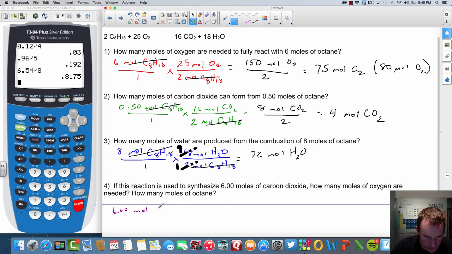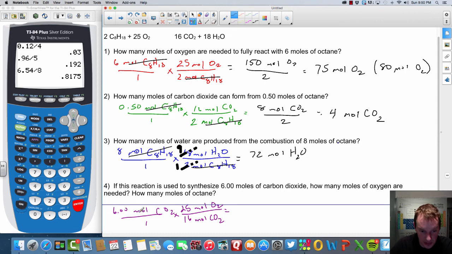6.00 moles of CO2 over 1 times, we can now see for every 16 moles of CO2, we are trying to get the oxygen, 25 moles of O2. So we come over here, 16 moles of CO2 for every 25 moles of O2. Not sure what that blue line is. Hopefully it's not bothering you too much. Can't do that one in my head.